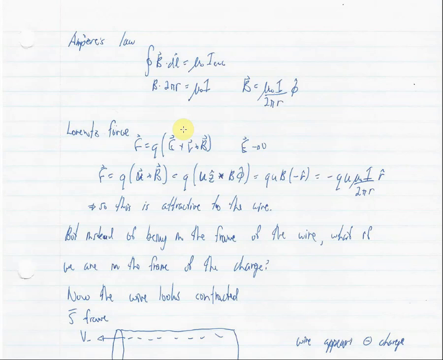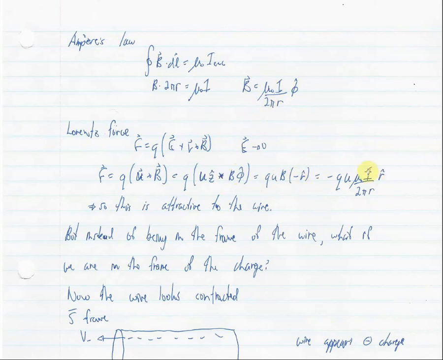Okay, so now we have a test charge Q. In this system, we have no electric field, so our Lorentz force law is just going to be v cross B. We now use u, so this Lorentz force law gives us Q times u cross B. u is in the z direction, the direction of the wire, the direction of the current, cross B phi. And if you remember your right-hand rule in cylindrical coordinates, this gives us Q u B times negative r hat. All right, so we know that the magnetic field is mu naught I over 2 pi r.